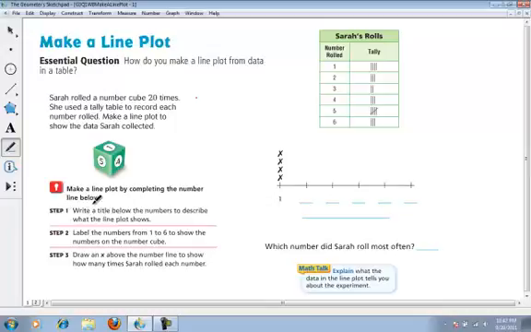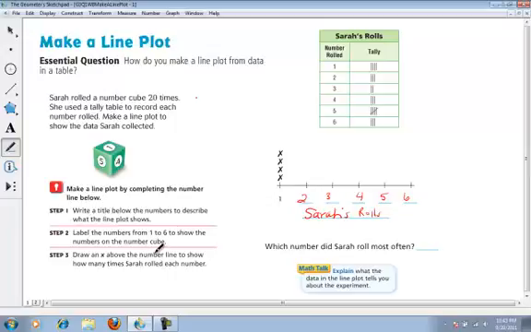So step 1, write a title below the numbers to describe what the line plot shows. Well, this line plot shows Sarah's rolls. So I'm going to write the title Sarah's rolls. It's the same title in the tally table. Now let's look at step 2. Label the numbers from 1 to 6 to show the numbers on the number cube. So 1 is done for us, 2, 3, 4, 5, and 6.